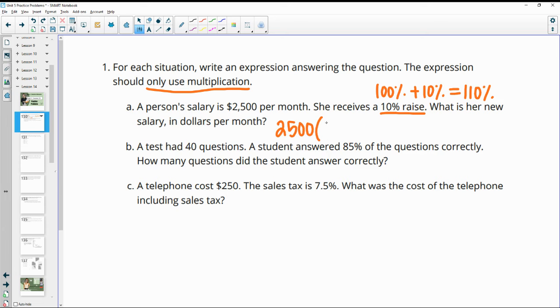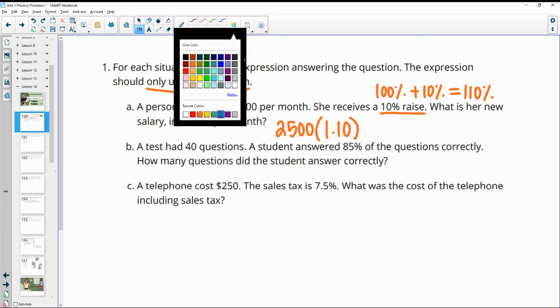And when we write percents as decimals, we divide this by 100. So we get 1.1, or you can put 1.10 if you would like. So we're going to do 2,500 times 1.1, which represents 110% of the original.